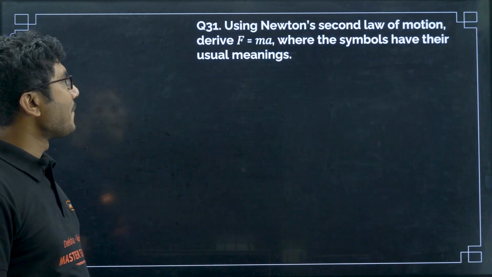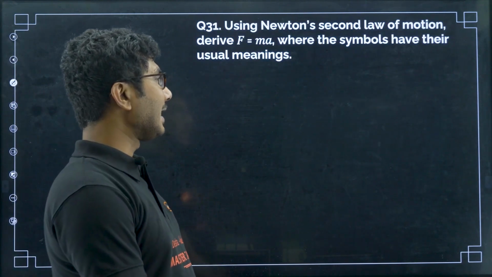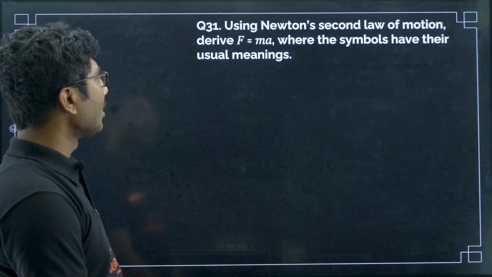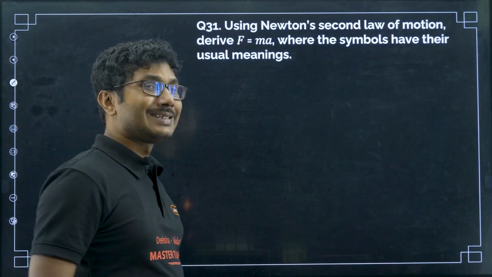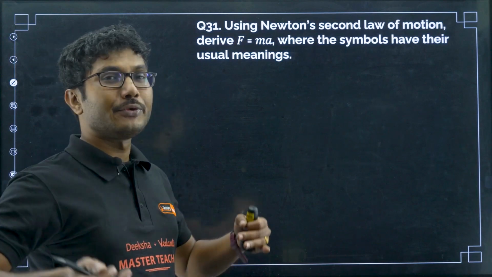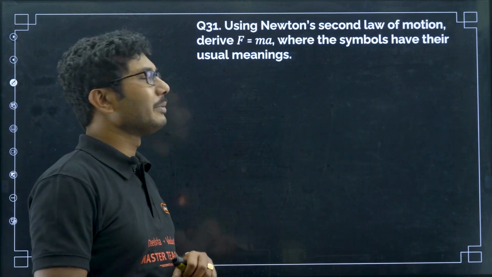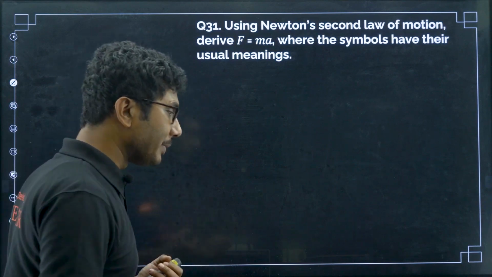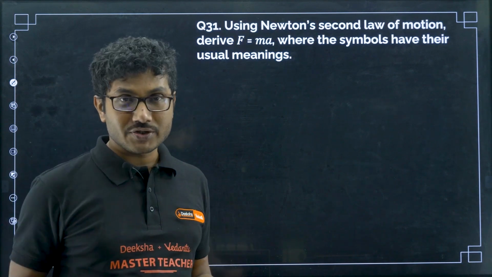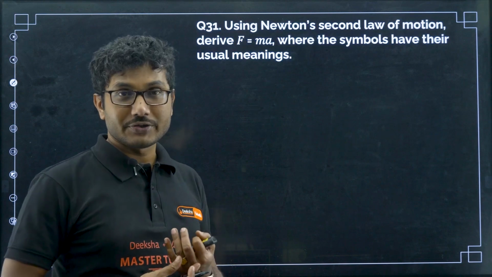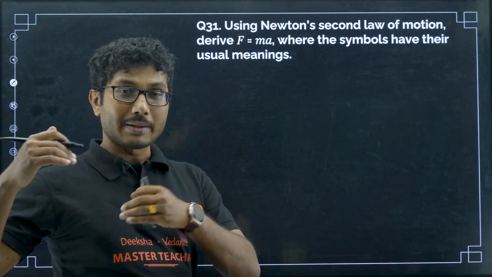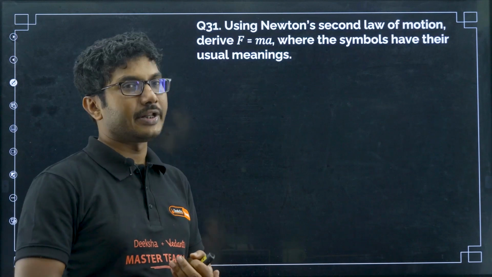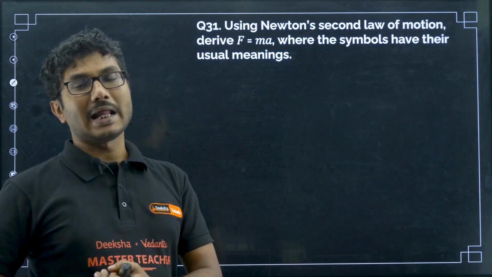Now, using Newton's second law of motion, derive F equals ma. So what is Newton's second law of motion? I am going to give you an easy solution, but mathematically you might find it slightly difficult because you may not be familiar with differentiation. If you are not familiar with differentiation, you can attempt whatever is given in your textbook, and those who have done differentiation can use the method that I am going to show you.